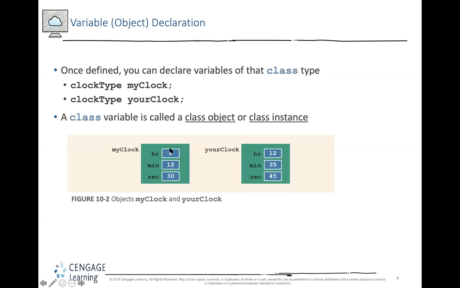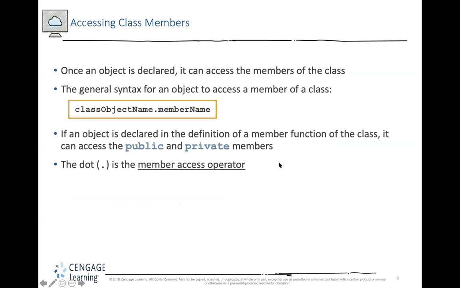And you still want to initialize your data, your member variables. So here's just an example of how it might look in memory. You have 3 member variables here: hour, minute, and second. And for member access, you can use the dot operator just the same way as with structs.